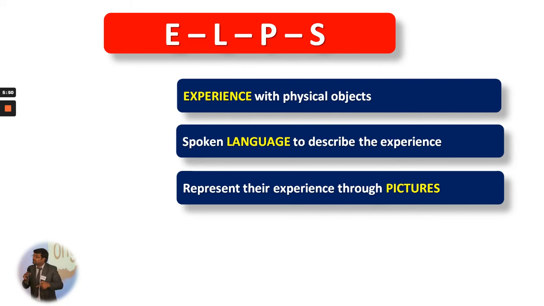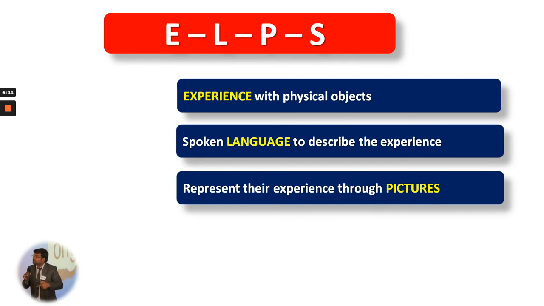So the textbook or a whiteboard, blackboard, has a big role to play, especially in the third stage of the ELPS, that is representing the experience of children through pictures. You can draw pictures, you can use textbooks, you can use worksheets, you can design any worksheet. There are a lot available on the internet as well.